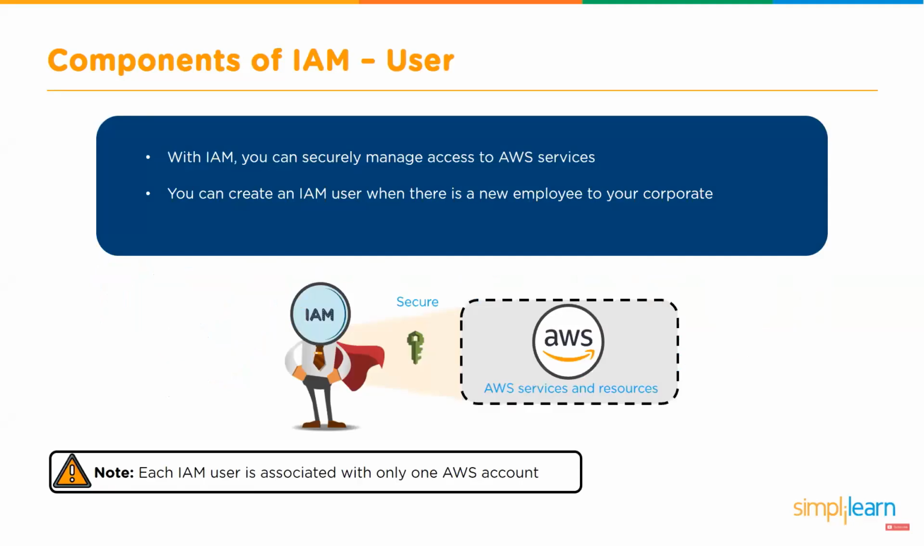Right, let's talk about this component called user in IAM. With IAM, we can securely manage access to AWS services, and we can create an IAM user anytime there is a new employee joining our corporate. So it's a one-to-one mapping. One user or one employee gets a username directly attached to them. And a username or a user is an account-specific thing. It's very local to that AWS account that we are using.